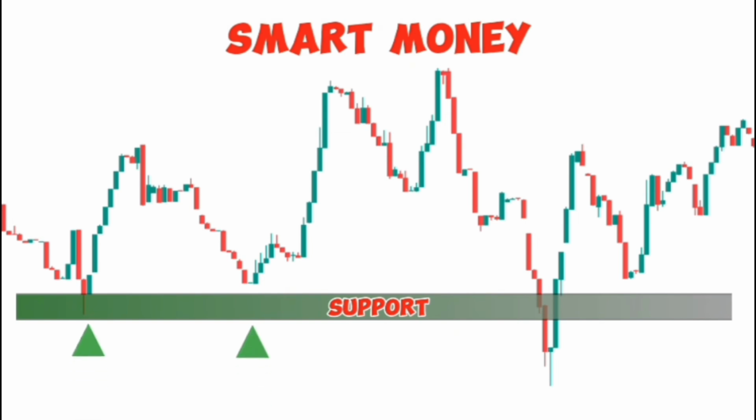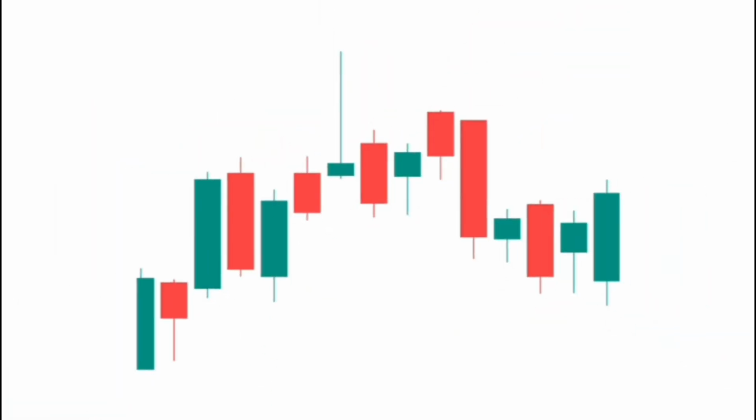Now take a close look at the body and wicks of the daily candle. Whenever you see strong rejection, liquidity is often building in that area because traders place their orders and stop losses around those rejection levels. But the real game begins when that liquidity gets activated.